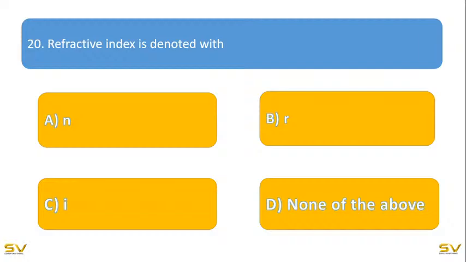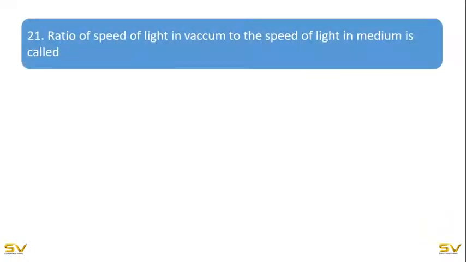Yes, I got a lot of answers. Now I'm revealing the answer. Yes, it's N. Refractive index is denoted with N, so it's A. If you go to higher classes, there you will get a new symbol, it will be just like mu. Okay, now coming to the next question.